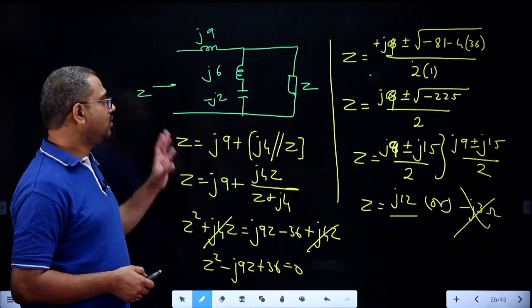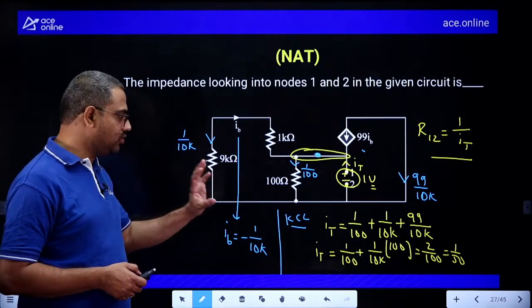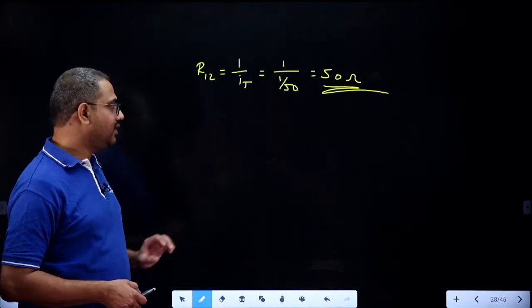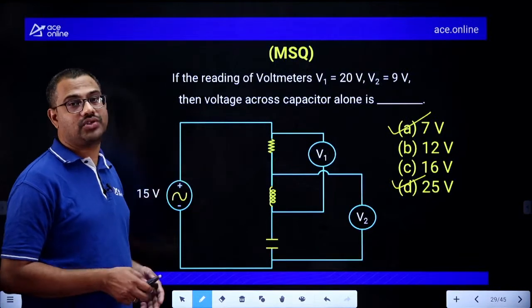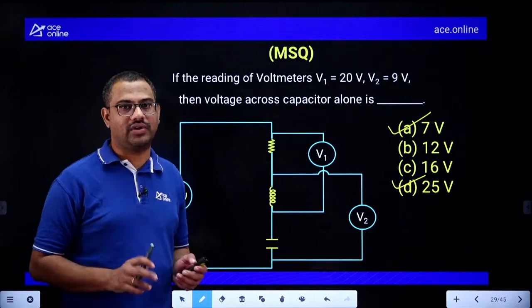Here it is a numerical analysis type. And finally, this you see, MSQ. Both are correct. MSQ, both are correct. That is what I would like to say.